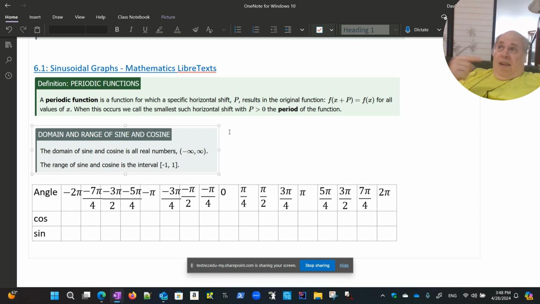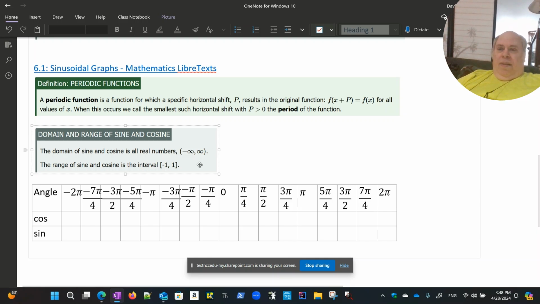Keeps repeating, makes a periodic function. It could keep going forever. And that's what happens when you go in circles. You keep repeating your values forever. And that going in circles, trigonometry at the pre-calc level is all about circles.